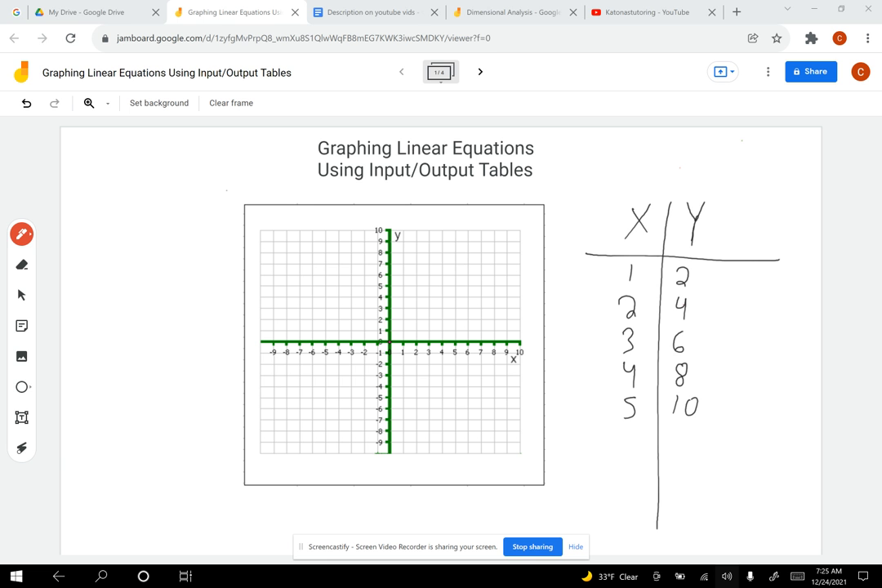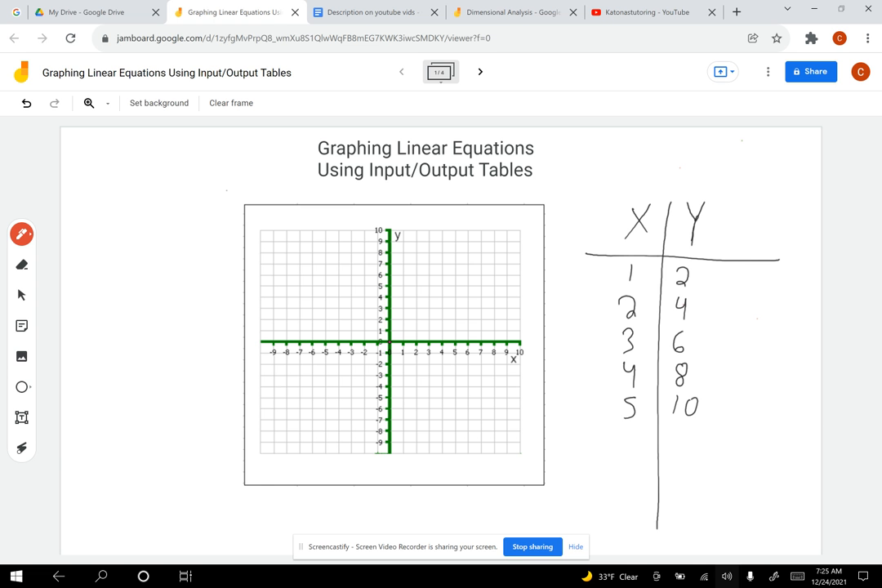Today we are going to look at a very quick video on how to graph linear equations using input-output tables. For those of you in algebra who are learning how to graph, or who might be younger, maybe in middle school, this is a very simple tutorial video on how to graph using coordinate points. I know we're using input-output tables, but essentially they're the same.